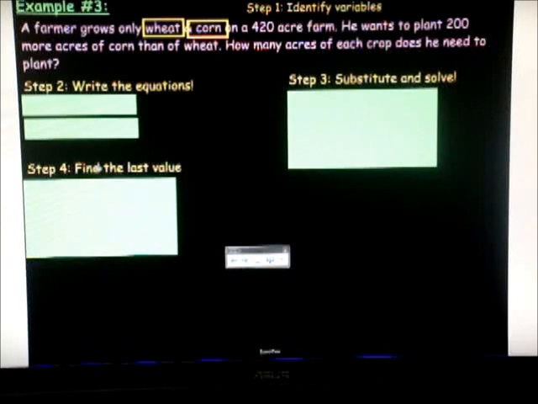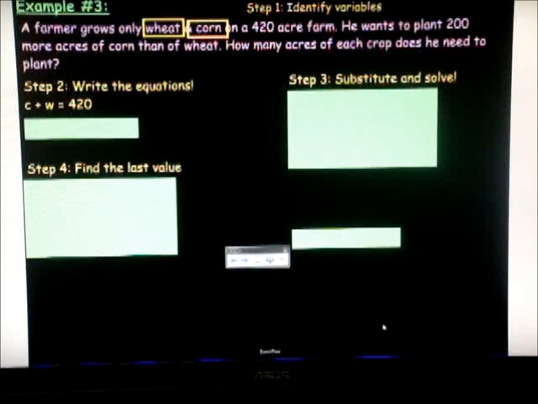So those are the equations I write. The first sentence gives us our first equation, and this is usually what most students get confused by. If he only grows wheat and corn, then that means the corn and the wheat together is 420 acres. Sometimes when you're not sure what equation to write, it could be right in front of you. Wheat and corn, W plus C or C plus W.